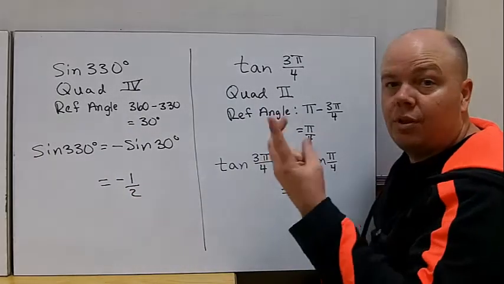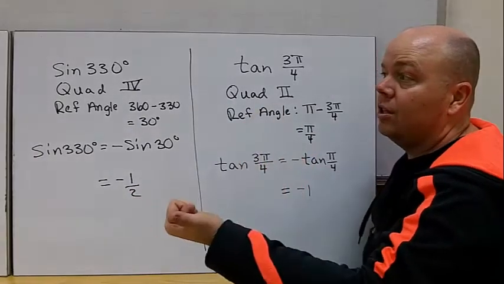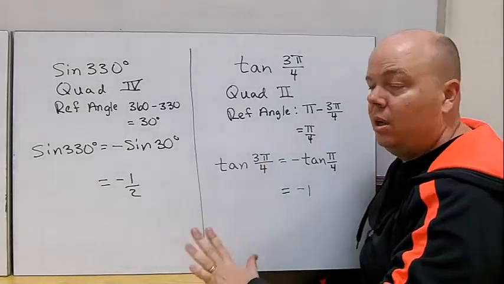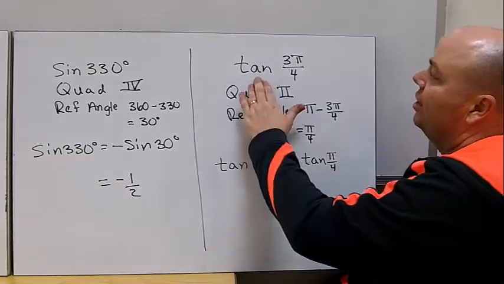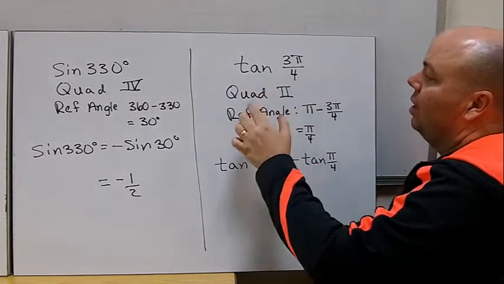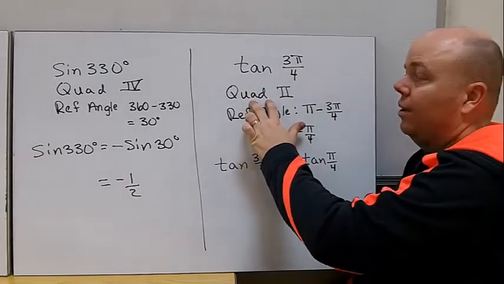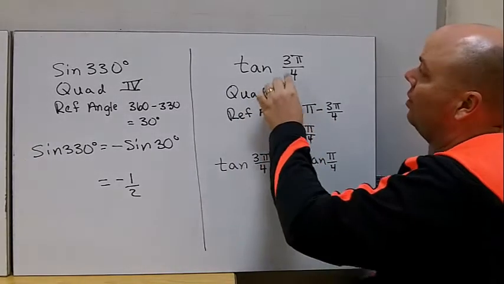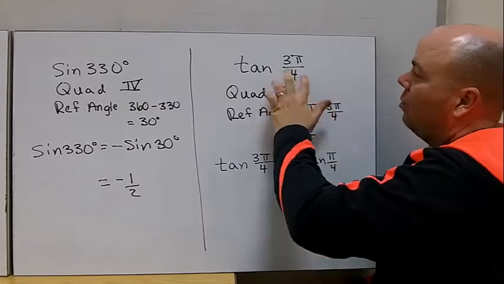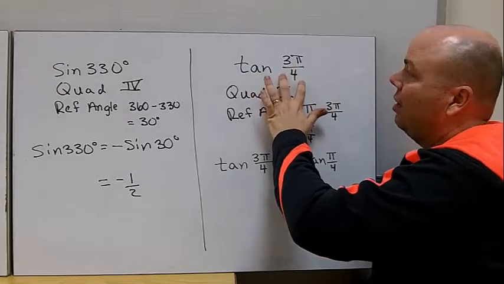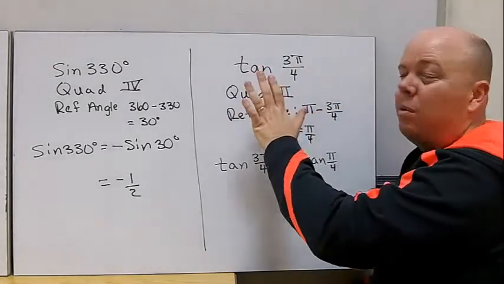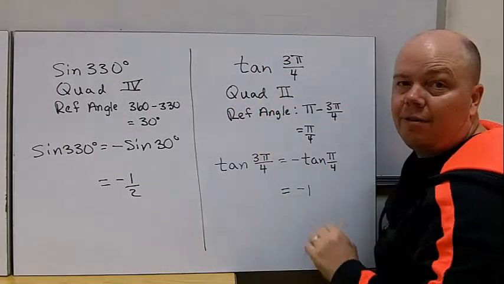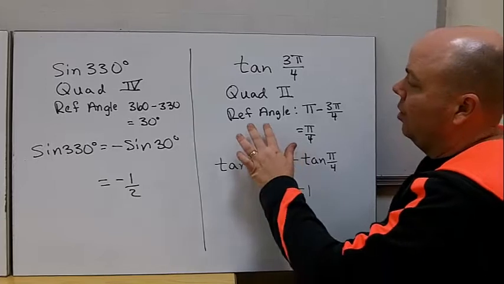So that's just using the two steps that I found. First, determine the quadrant of an angle, and then find the reference angle. That helps you find it. Now tangent of 3 pi over 4. This is in the 2nd quadrant. I'm going to show you in the next slide how to find that, why it's in the 2nd quadrant, but for right now, just take my word for it. It's in the 2nd quadrant.